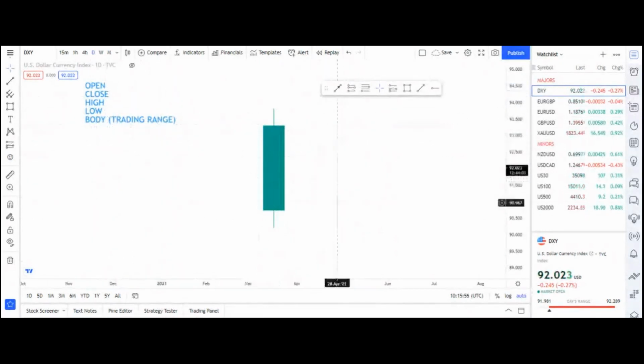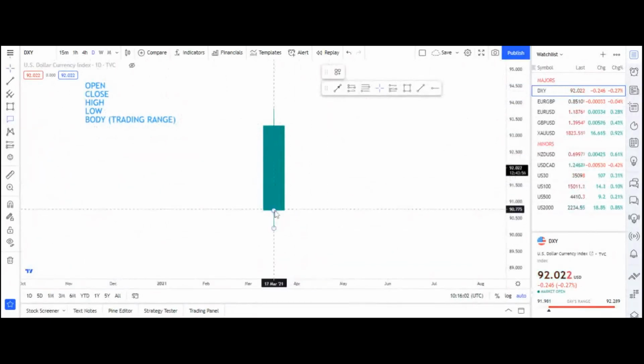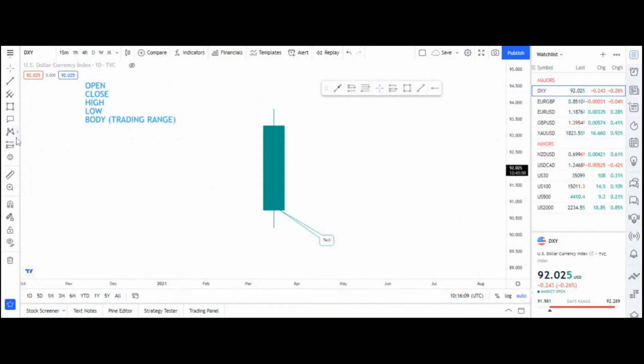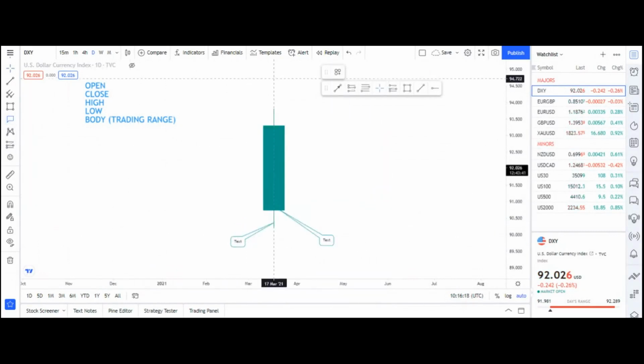Now, let me point it out to you from this bullish candle. I want to put out call-out tools on all of this.